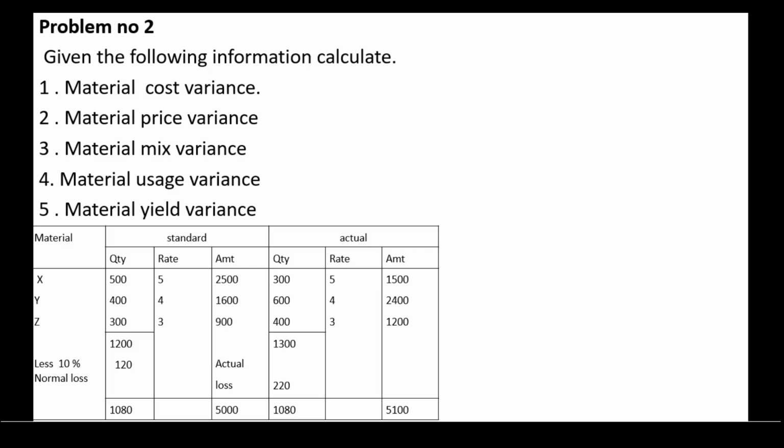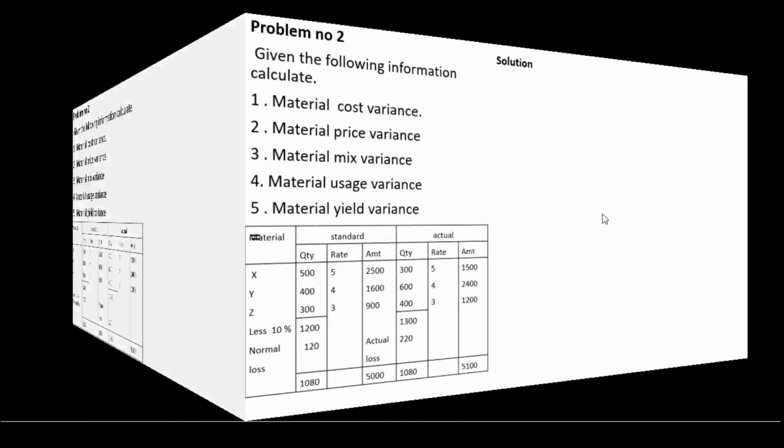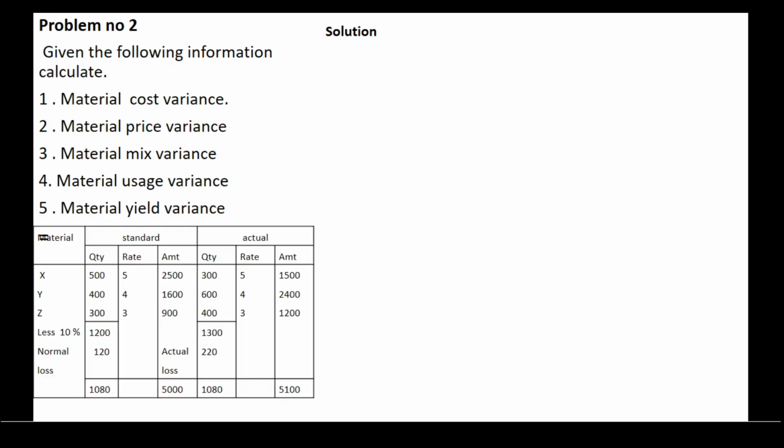So using all this information, you calculate material cost variance, material price variance, material mix variance, material usage variance, and material yield variance. And the next, that is the solution. First, we calculate the material cost variance.